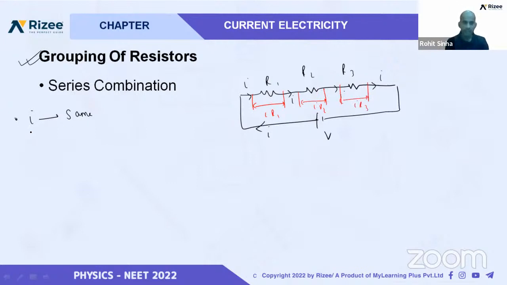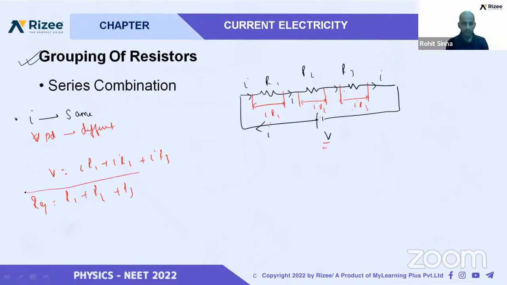That means we will say current is same, but potential difference is different. They are different. You can see V1, V2, they are different. And after solving this, we can write V is equal to this plus this plus this, and we get V is equal to IR1 plus IR2 plus IR3. And we will get the value: R equivalent is equal to R1 plus R2 plus R3.